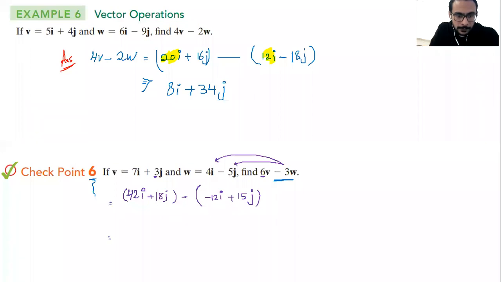So 54i. Why 54? We added 42 and 12 since negative is positive. And 18 minus 15 is 3j. Thank you.